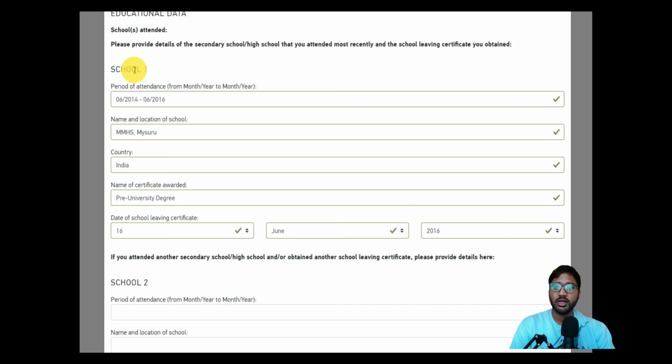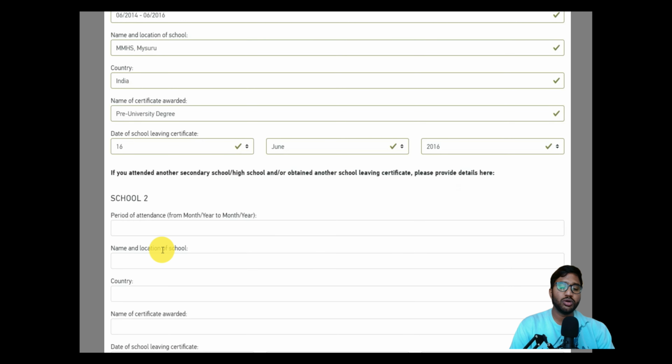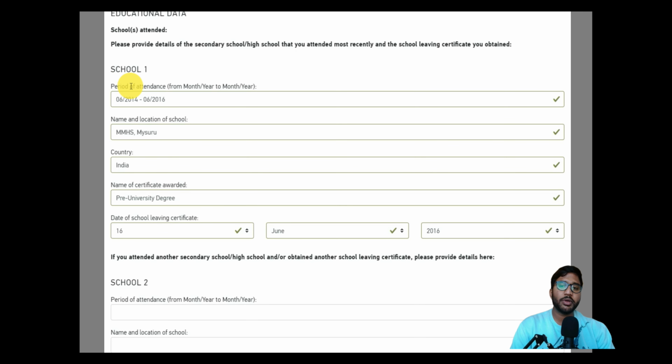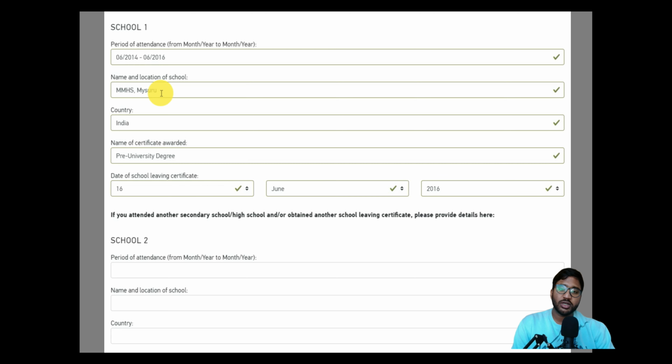Now we'll get started. At school 1, as I told you, I always fill only PUC because in school 2 I don't want to fill 10th, but I suggest you fill it. My period of attendance for school 12th or PUC was 2014 to 2016. I have given some dummy data, but please fill the exact data which is present in your second PUC mark card or 12th mark card. The name of the school I studied at is Marimalapas High School, Mysore, and the country is India.